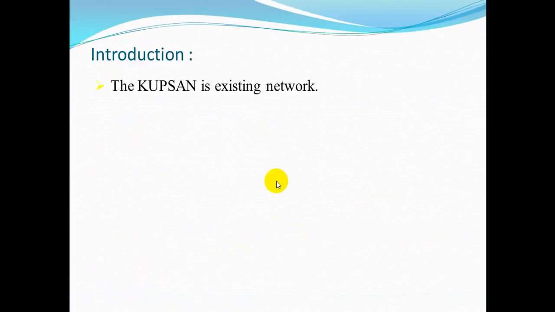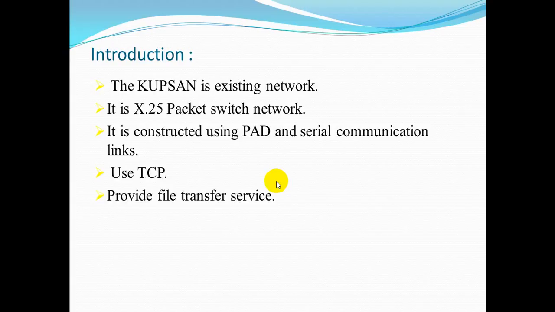Our existing network is the Kansas University Packet Switch Network. It is a typical X.25 packet switch network and is constructed using packet assemblers, disassemblers, and serial communication links. It is connection oriented. For example, if a user places a call to a selected resource, the network transfers the user's packets for the duration of the connection.